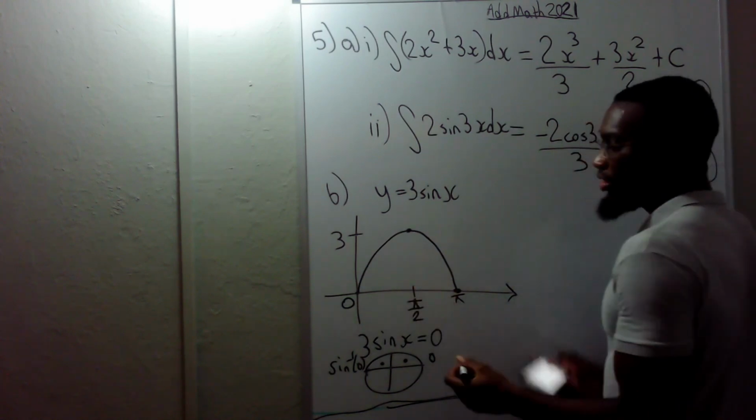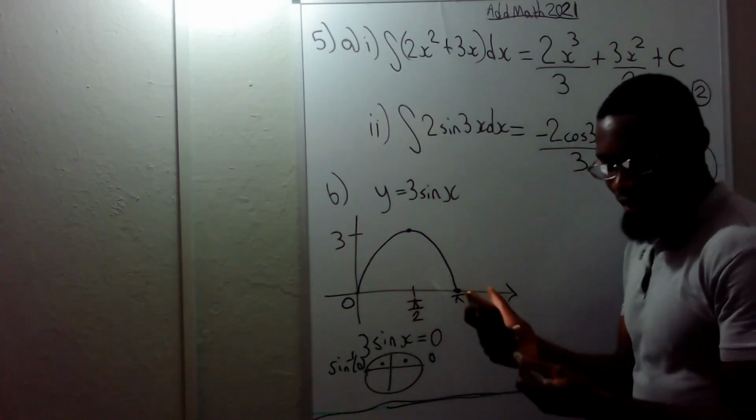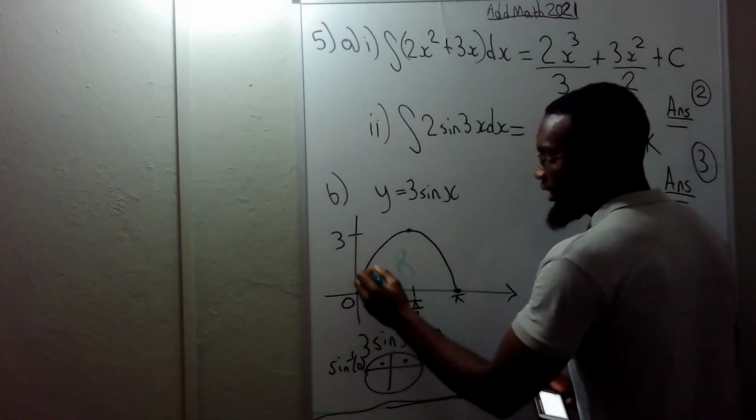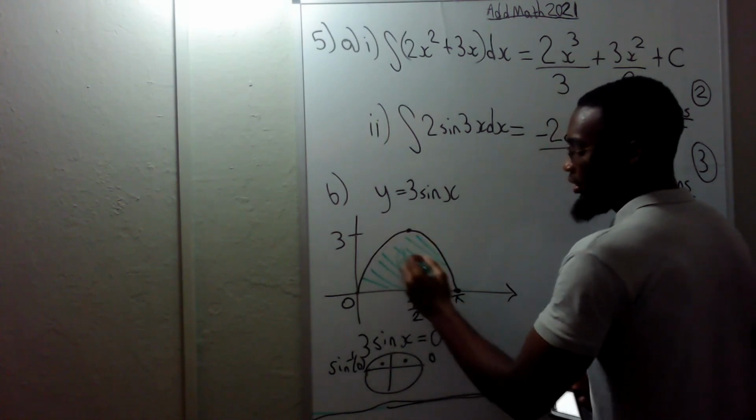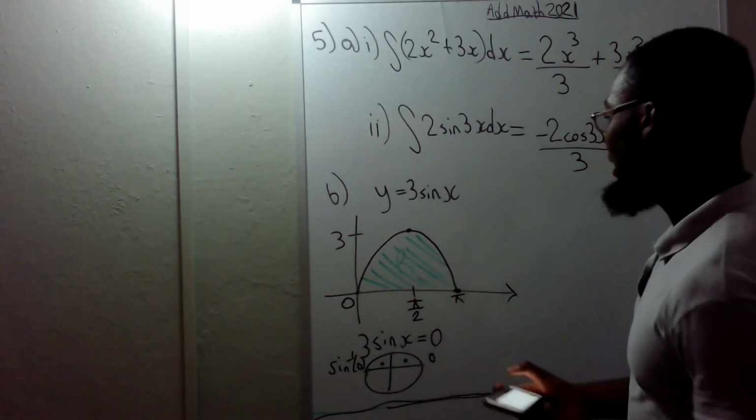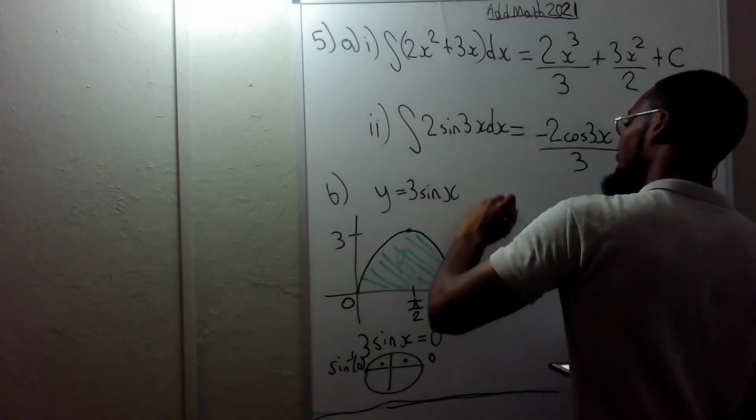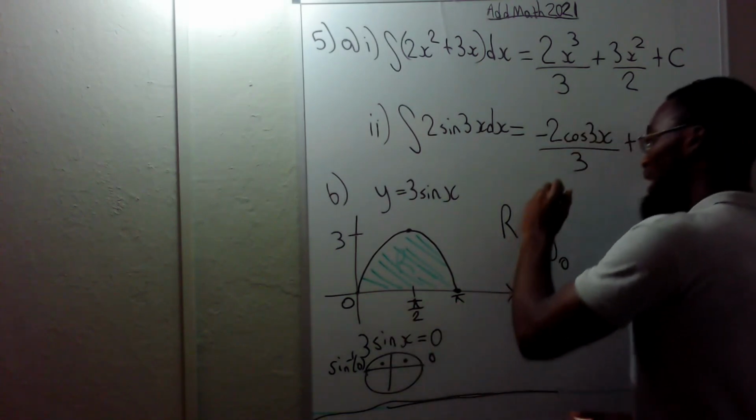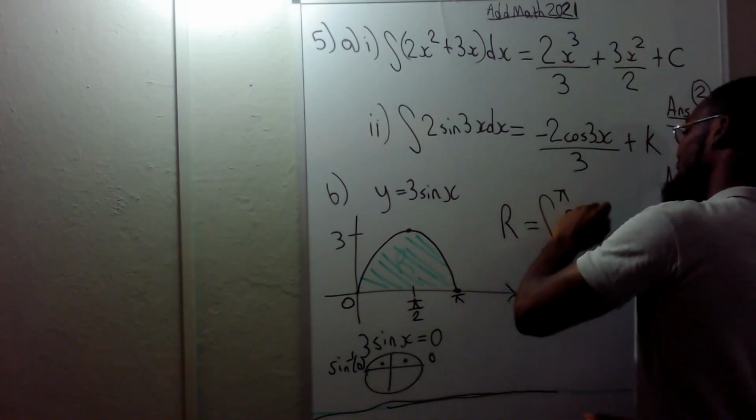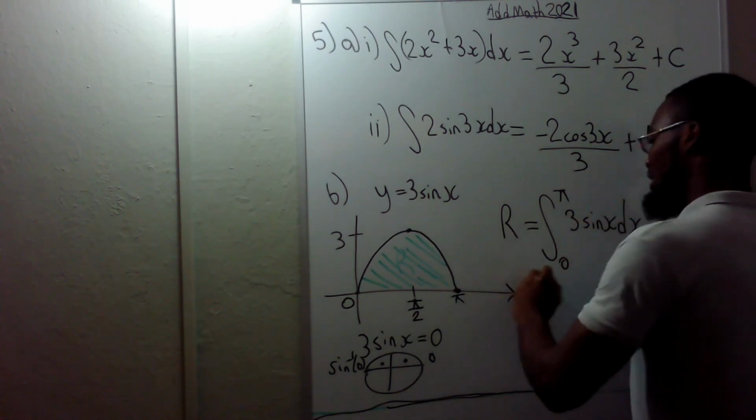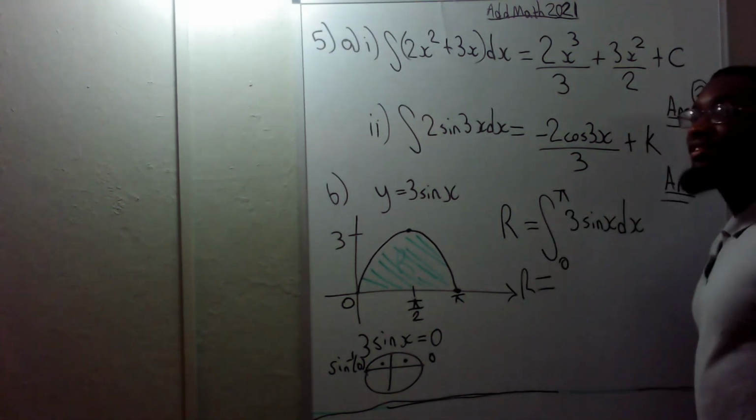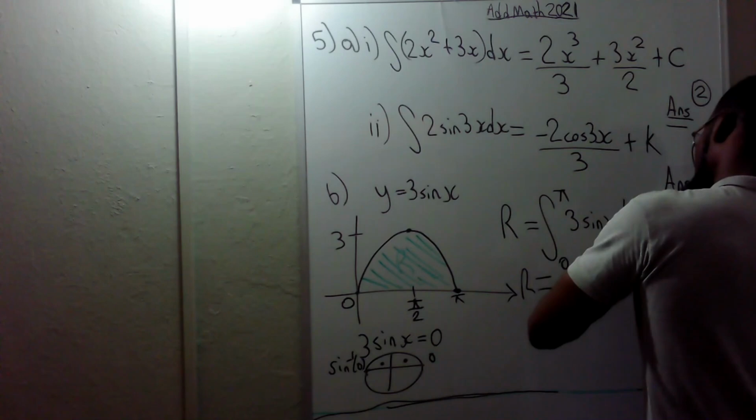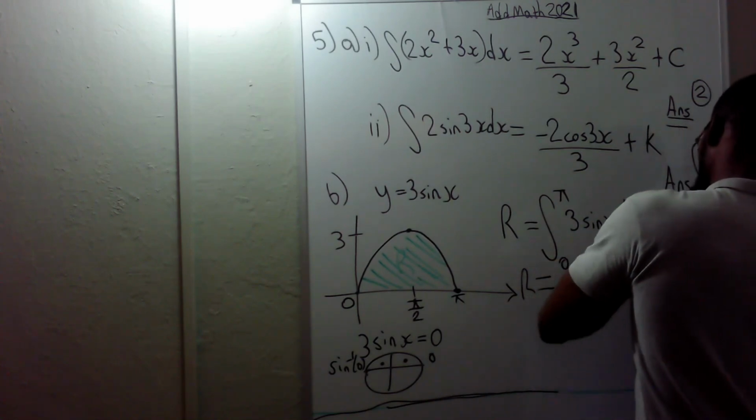Now guys, what they want you to do is find the area in the first quadrant. The area is this region right here. Let's call it R. Since I'm calling that region R, R is just going to be equal to the integral from 0 to pi of 3 sine x dx. So guys, we'll integrate that. The integral of sine is negative cos, so we'll get minus 3 cos x, going from 0 to pi.